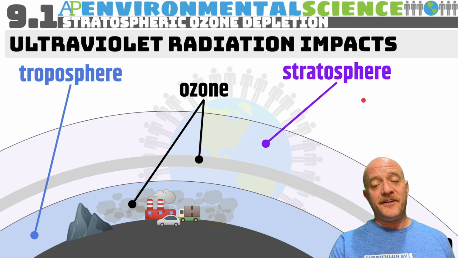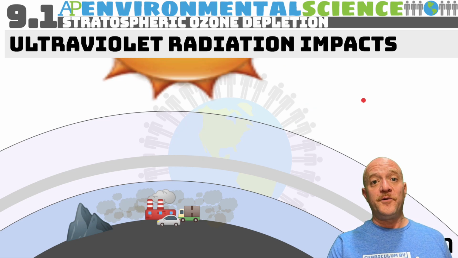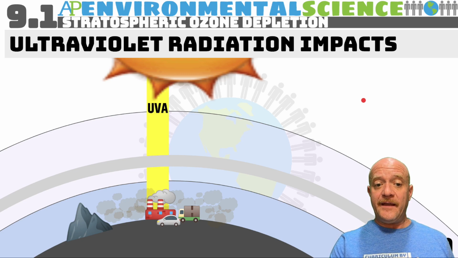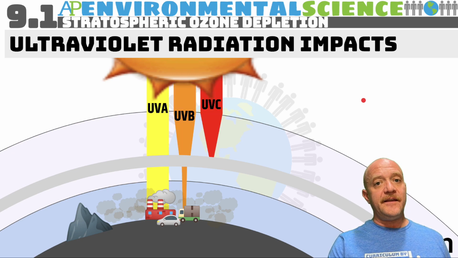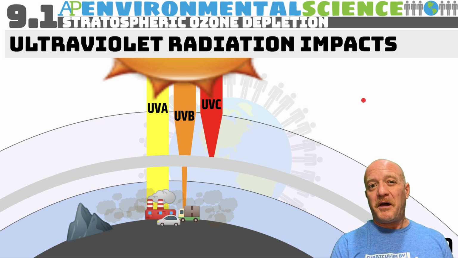Now in the stratosphere, the ozone layer is beneficial. This is because ozone blocks ultraviolet radiation from the sun. It doesn't do a great job of blocking UVA, which is why UVA can pass through the ozone layer. But UVB and UVC are pretty blocked by the ozone layer. UVC doesn't get through, but UVB is mostly blocked.